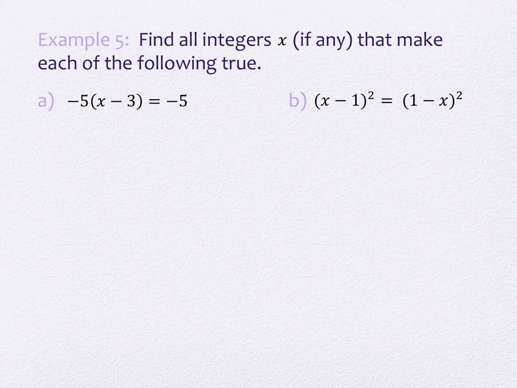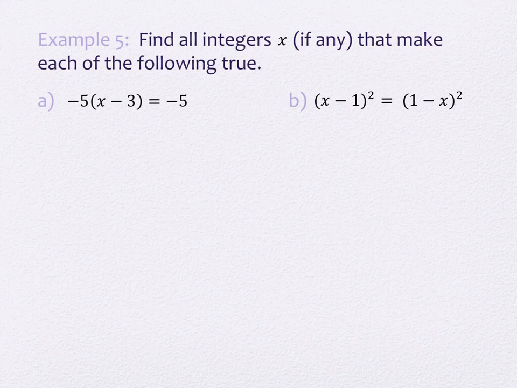This is example 5. Find the integers that make the following true. The first one says negative 5 times x minus 3 is equal to negative 5. So let me show you what I would think that you would be doing if you were doing this from an observational point of view, okay? And then I can show you from an equation point of view and you can pick which one you like. Does that sound fair? Okay.